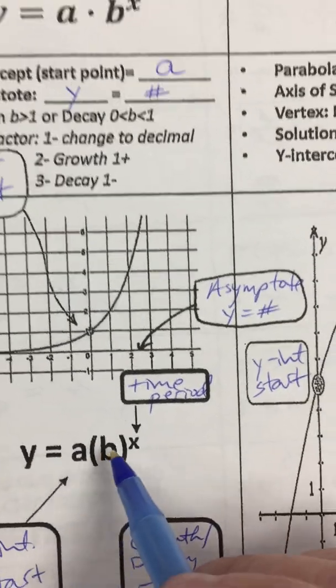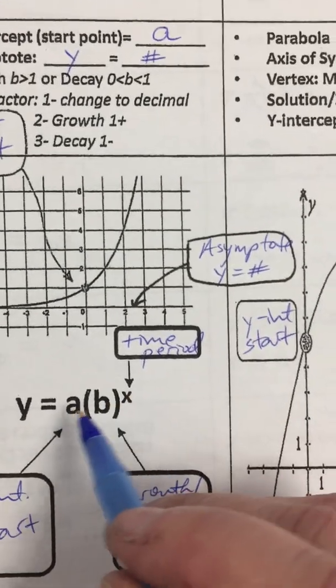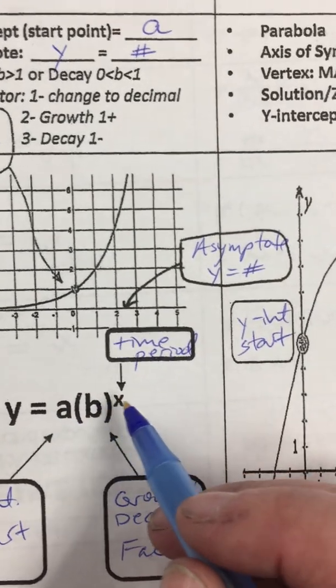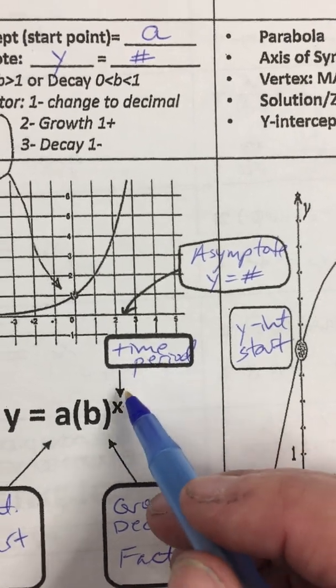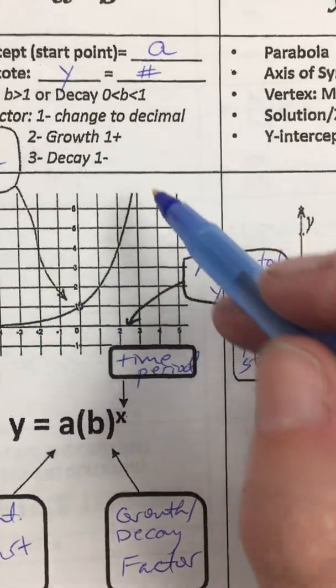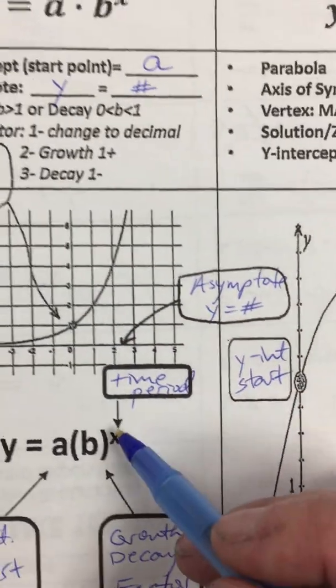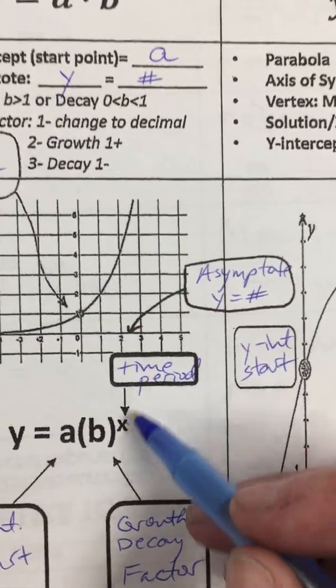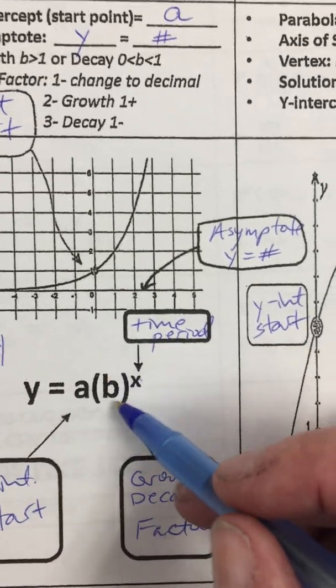And the equation, y equals AB to the x. These two numbers being multiplied together, but this number has an exponent. That x is your time period. So when the x is the exponent, this is an exponential equation. It's either growing or it's coming down, decaying. So this is your time period, whether it's months, weeks, hours, whatever it may be. This is your growth or decay factor.